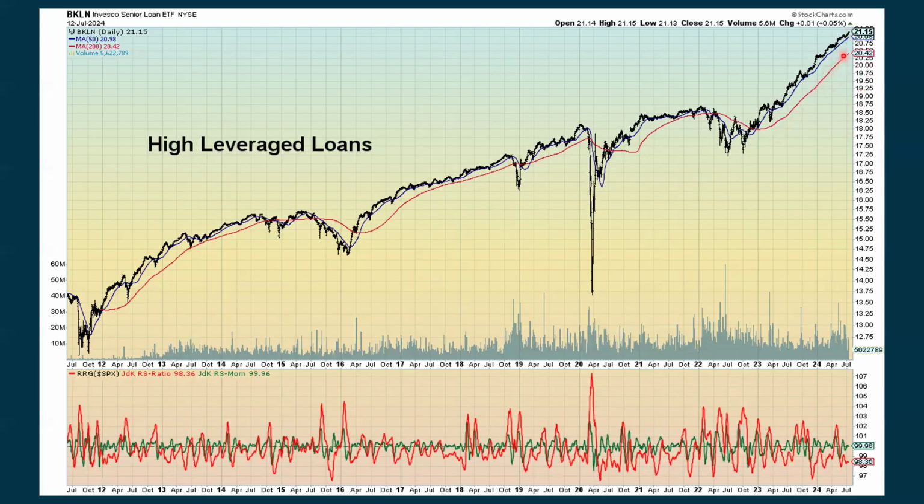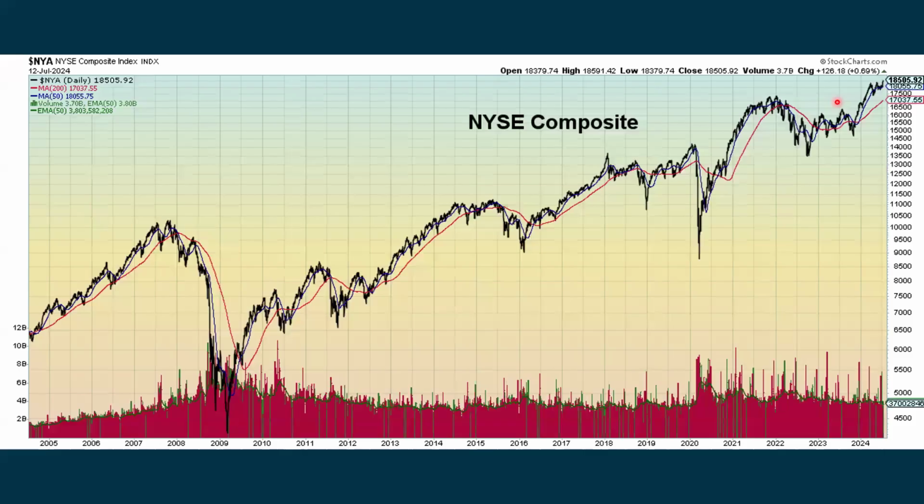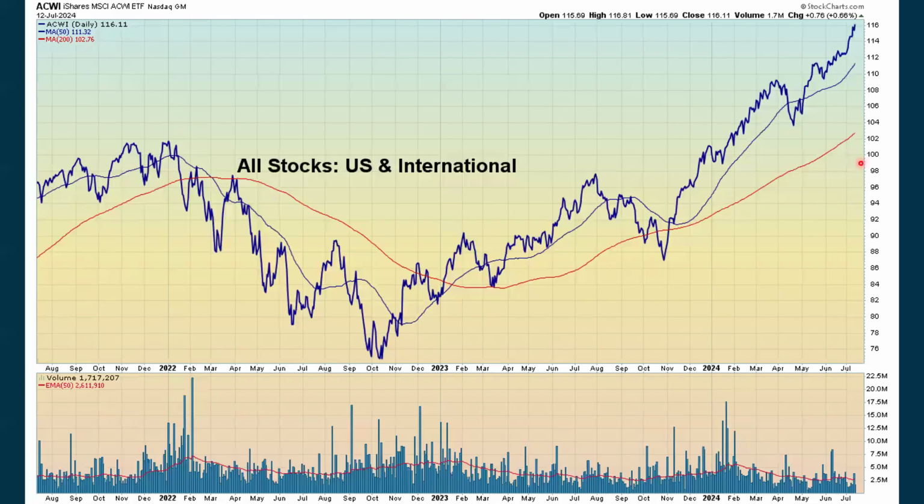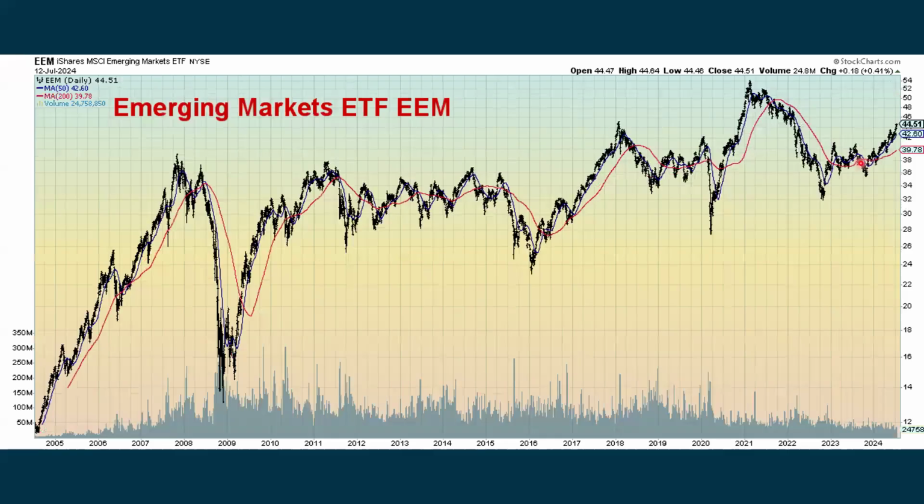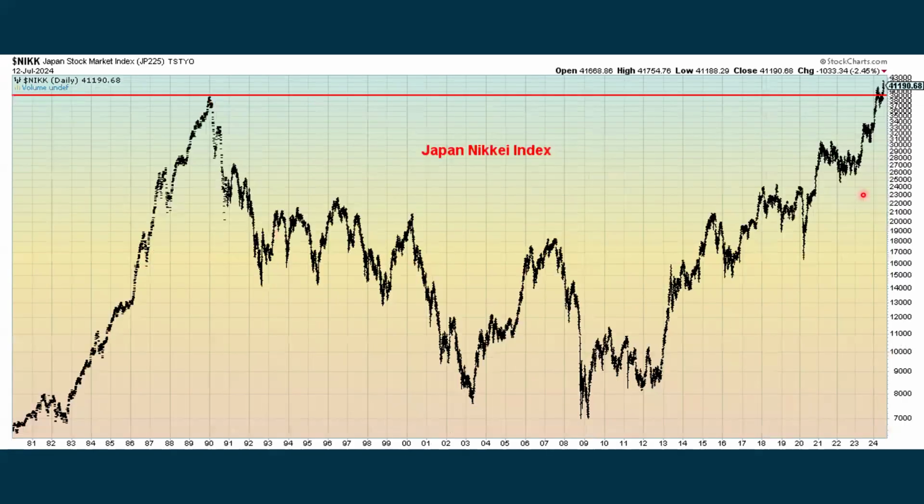So this is looking pretty solid, and this is showing confidence in the economy for the time being. The NYSE composite is in an uptrend. That's a broad market measure. Here's all stocks, both US and international, also setting new all-time highs. Emerging markets starting to see a little bit of life here and in an uptrend after they've been chopping sideways for most of 2023 and into 2024.